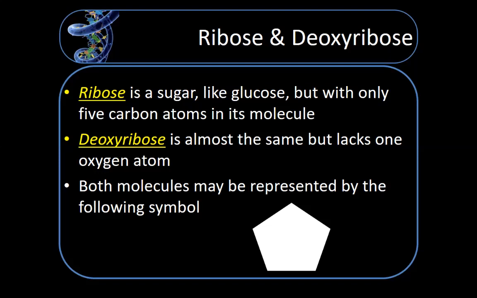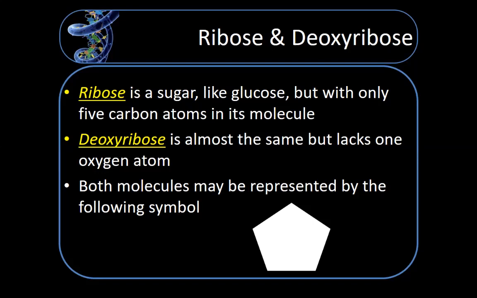Okay, ribose is more like glucose. It's a smaller sugar. It's a monosaccharide, and so is deoxyribose, but deoxyribose has an extra oxygen on it. We typically represent both of these molecules with what we call a pentose ring, which you can see down at the bottom.